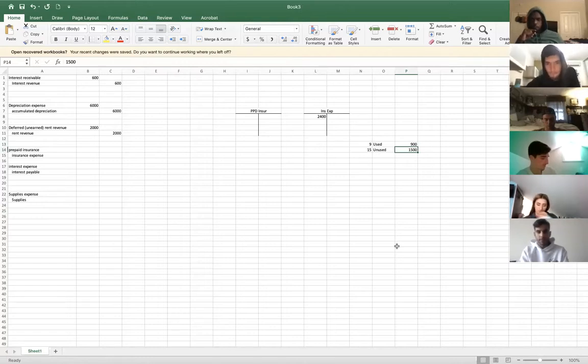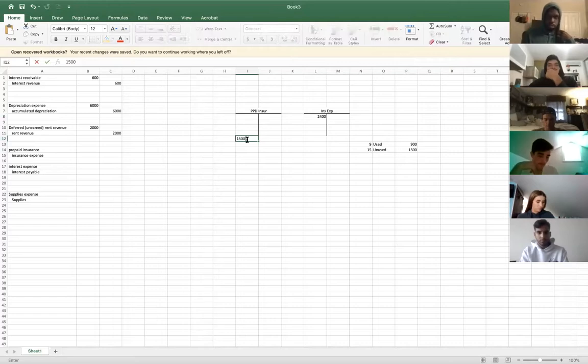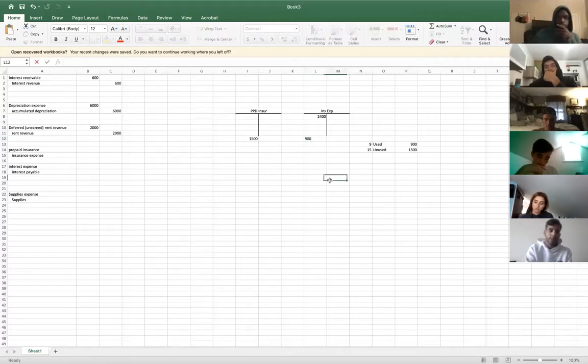So what should be the adjusted balance of prepaid insurance? Remember, prepaid insurance is that asset, which is your unused. 1,500. Good. So the adjusted balance of my prepaid insurance should be 1,500. And what should be the adjusted balance of my insurance expense? 900. Now, how am I going to get it there?